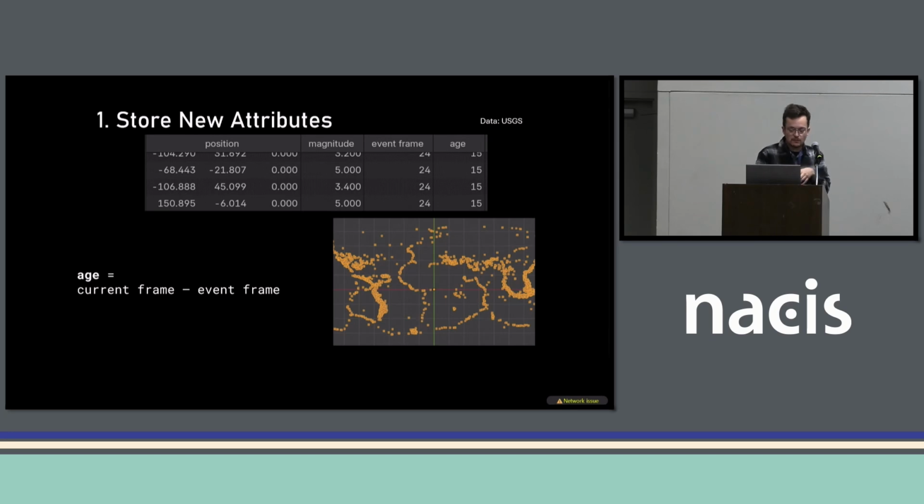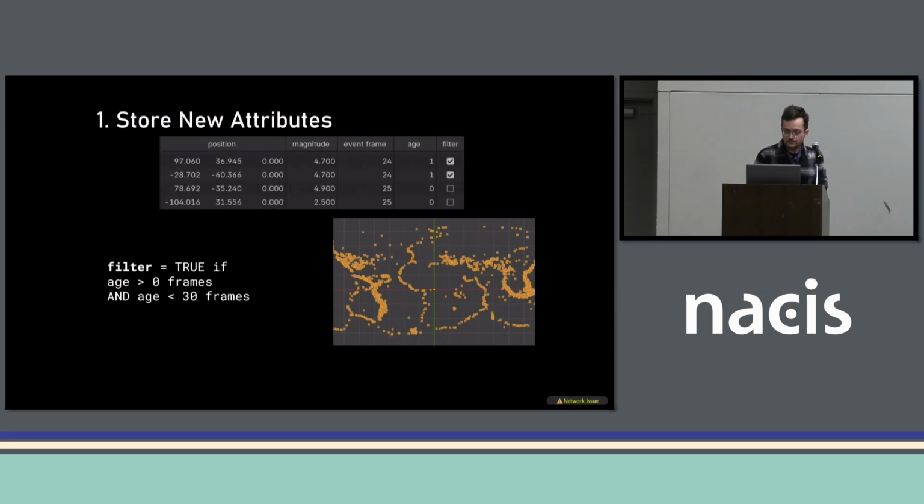If it's a negative number, it means the event hasn't occurred yet, and a positive number is, in this case, how many days have passed since it occurred. The other attribute I want to create is a filter. This is a query that's going to return a true or false value to the question: is the point visible on this frame? I want the points to be visible for about a second, so I'm going to say that the filter is true if the age is greater than 0 but less than 30.